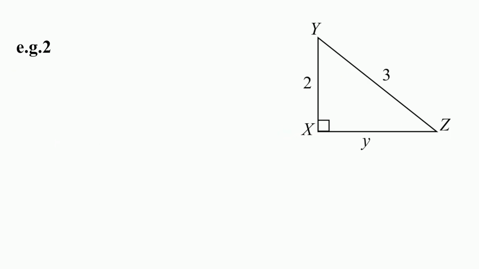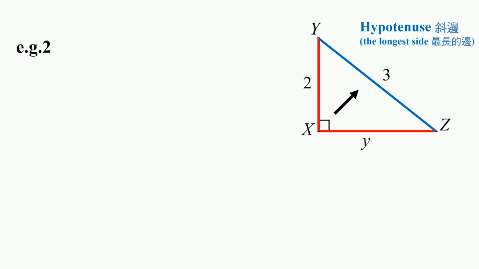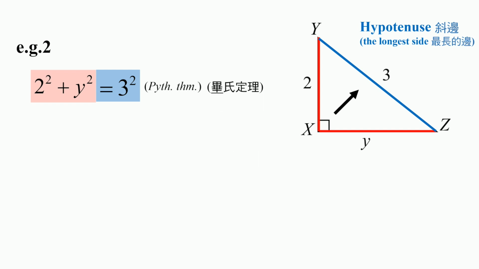For the next question, we have a triangle of sides y, 2, and 3. Again, we first try to identify the longest side, the hypotenuse, which is opposite to the right angle. Here, it is 3. The other two sides are the shorter sides, 2 and y. 2 squared plus y squared equals 3 squared, according to the Pythagoras theorem. Proceeding to calculate this formula, we can deduce that y squared equals 5.